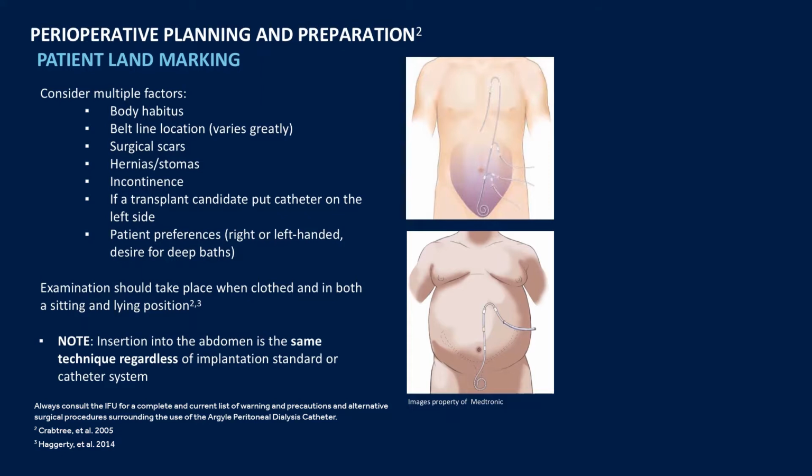Among patients, there are various factors to take into consideration when planning catheter placement. These factors include body habitus, beltline location, which varies greatly, surgical scars, hernias, stomas, and incontinence. If a transplant candidate, put the catheter on the left side. Also consider patient preferences: right or left-handed, and desire for deep baths.